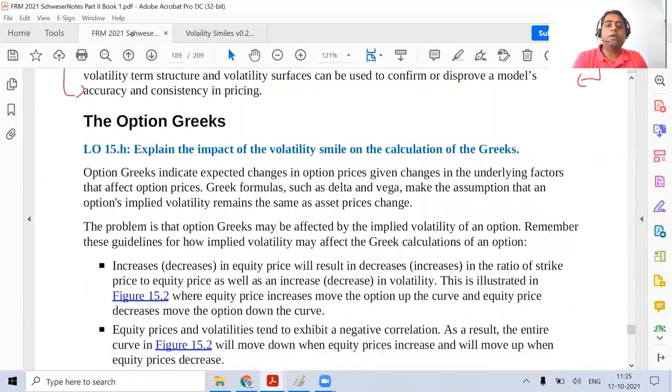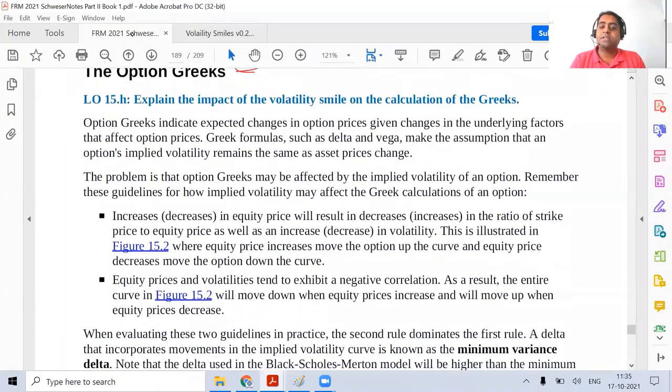Now, when we are talking about option Greeks, first of all, why are we discussing this? In level one, we have talked about option Greeks: delta, gamma, theta, vega, rho. When your volatility is changing, all of these Greeks will also change. When we looked at the formula for these calculations, for example delta, which was N(d1), d1 included your sigma. So when the volatility changes heavily, the Greeks that you're calculating will also change. That is why this reference is being made.